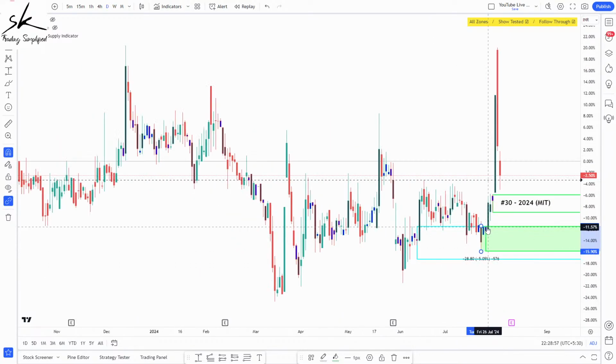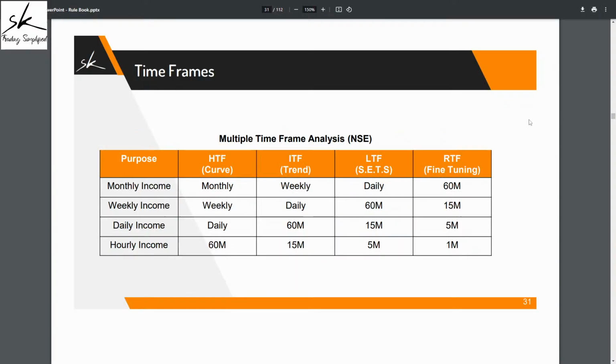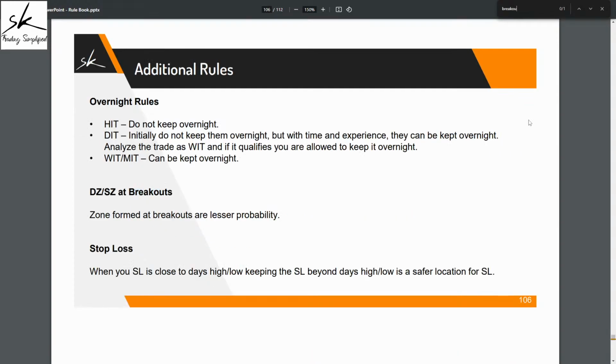The other reason why I wanted to make that shift is because if you look into the rule book, I have given you a rule on page number 106, which says that zones formed at breakouts are a little lesser probability, right? So what do we mean by that?